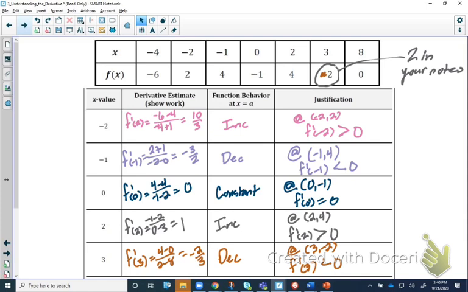So here we're just doing the difference quotients with the points to the left and right of the x value that we're looking at. If the slope is positive, we're increasing. If the slope is negative at that point, we're decreasing. And like we saw at x is 0, we have a constant slope because the rate of change was 0. So please make sure that you have your table filled in. And if you have any questions about it, let me know.